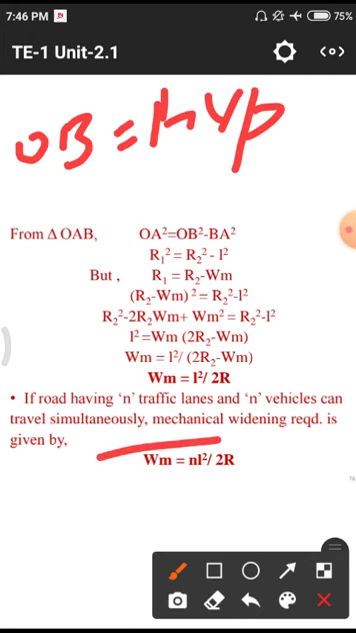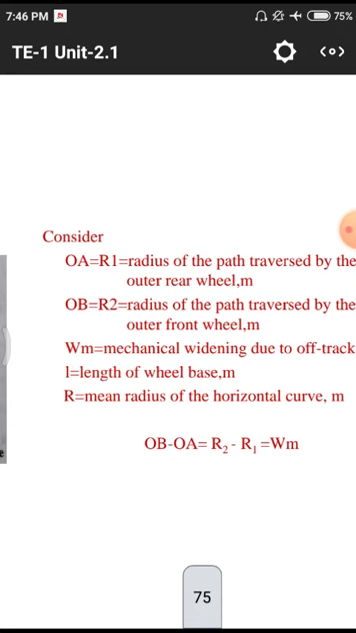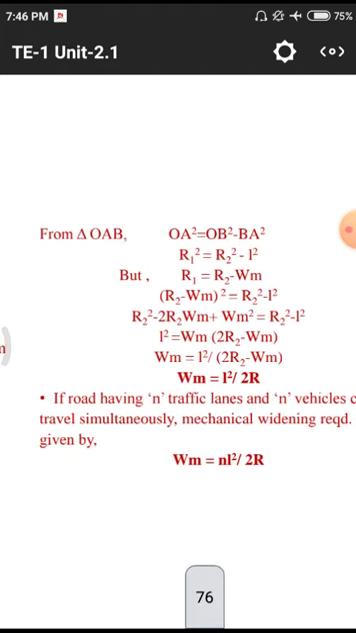As per the diagram, OA is R1, OB is R2, and BA is the length L, that we are keeping here. So R1 square equals R2 square minus L square, but R1 equals R2 minus WM, where WM is the mechanical widening we require. Substituting R1, we get R2 minus WM whole square equal to R2 square minus L square.